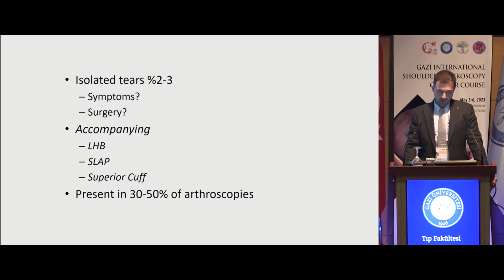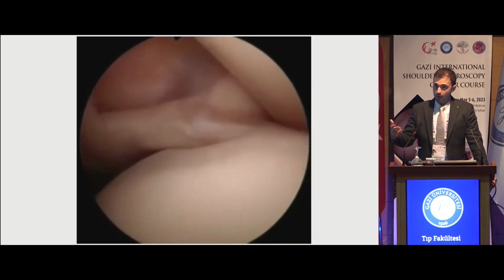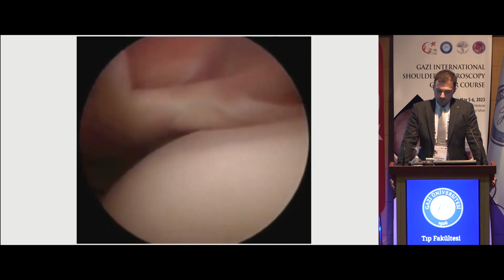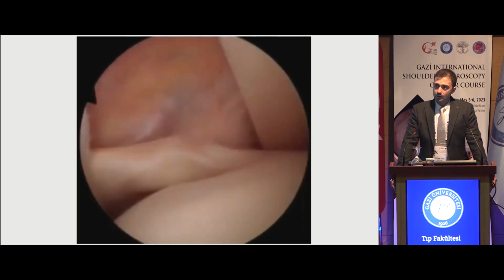You can expect to encounter subscapularis tears in up to 50% of cases you perform for rotator cuff pathologies. Why is that? Why are they accompanying each other that much? It is due to subscapularis having a unique anatomy.